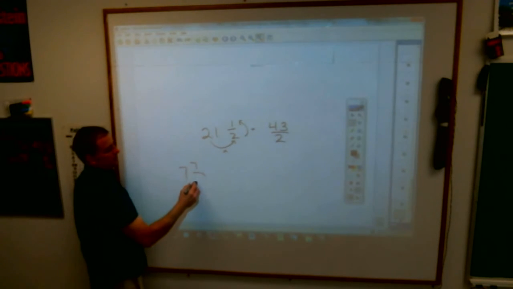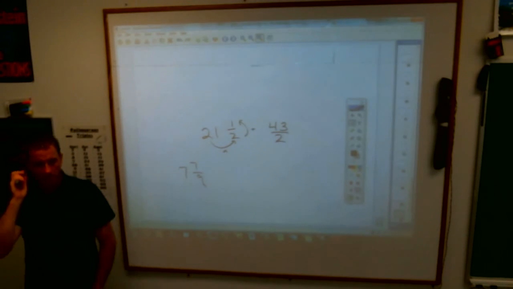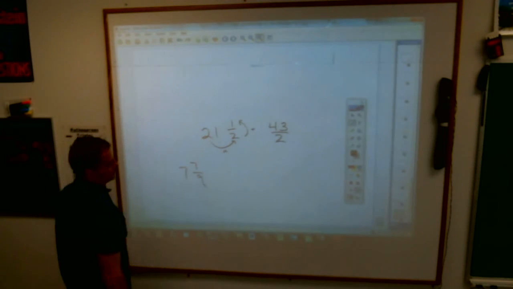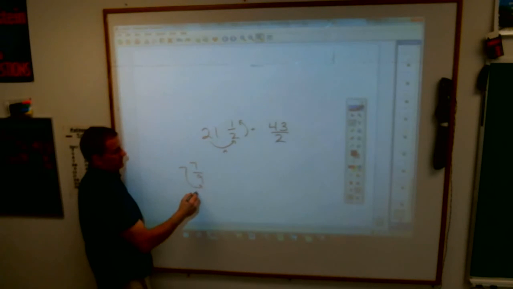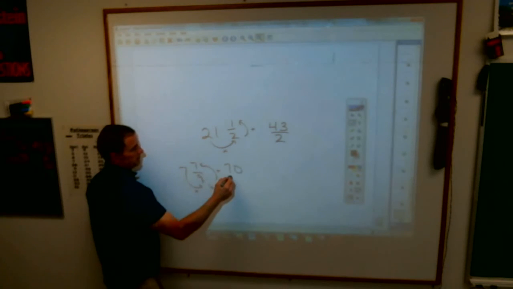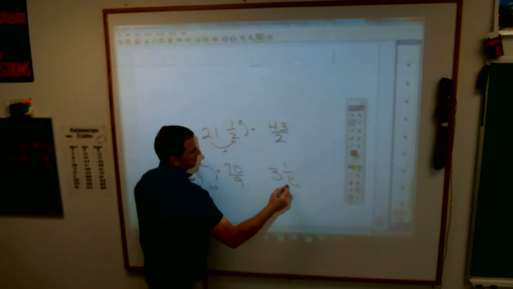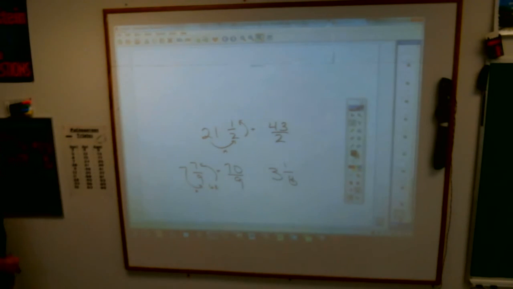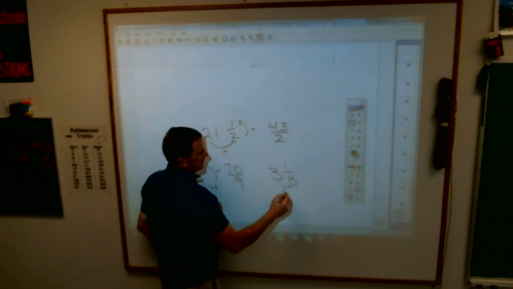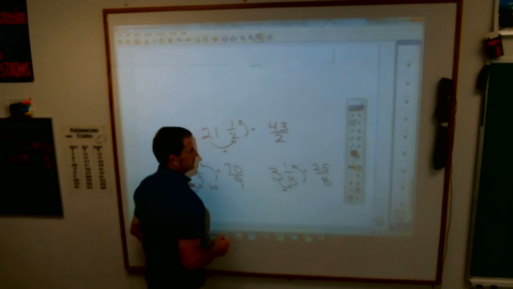7 7/9. What would that be as an improper fraction? Chase says 7 7/9, right, because 7 times 9 is 63. Add the 7 to 63 for 70, keep the same bottom, 9. 3 1/8 as an improper fraction would be, Jacob? 25. Correct. 3 times 8 is 24, plus the top, 25 eighths.